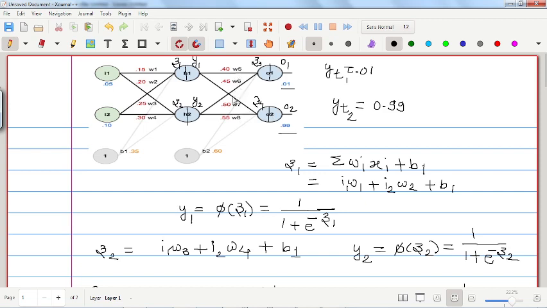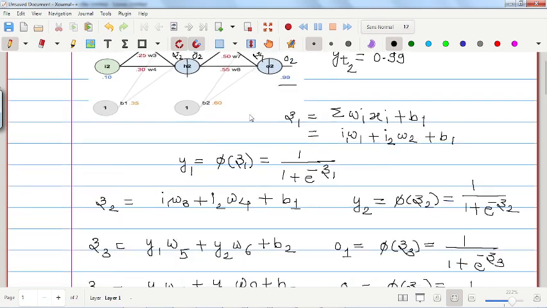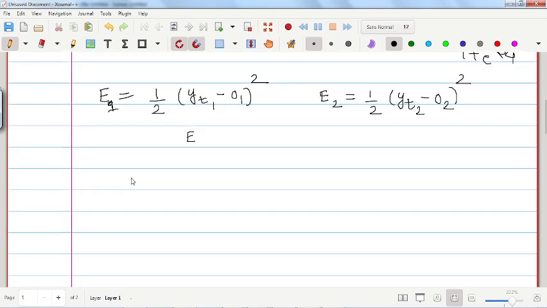I will repeat. Instead of separately finding the weight updation for W5, W6, W7, W8, we are considering the matrix form. Which two weights do we consider in combination? W5 and W6 contribute to O1, so we consider a matrix of W5, W6. Similarly, W7 and W8 contribute to O2, so we consider a matrix of W7 and W8.